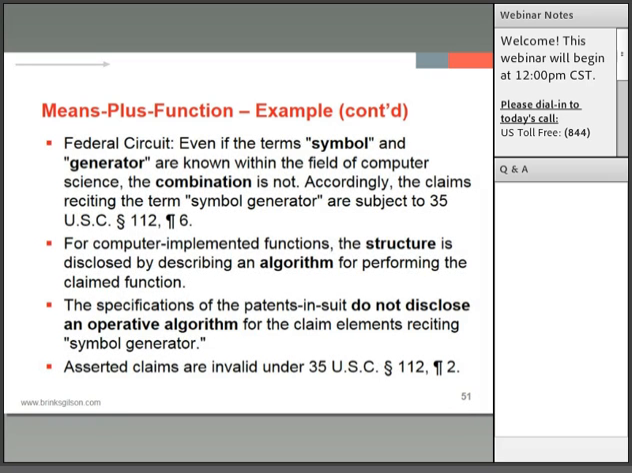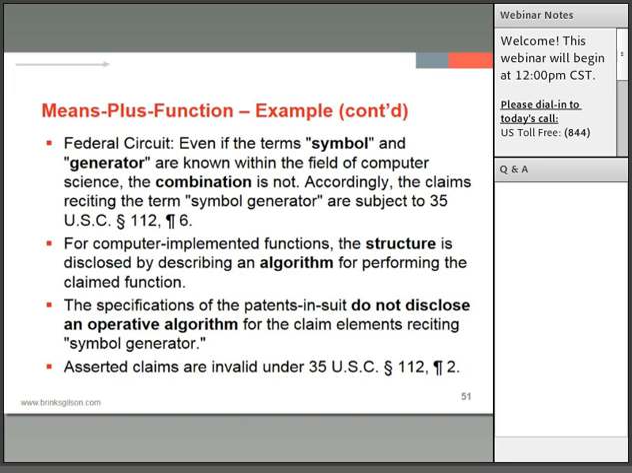And the Federal Circuit then listened to an expert witness who said, well, the term symbol, everybody knows what a symbol is, and the term generator is also known. But even though these are individually known, the combination "symbol generator" is not generally known, so it's not like everybody would connect that with a specific structure. And so it does not refer to a specific structure, and accordingly it's a means plus function term.